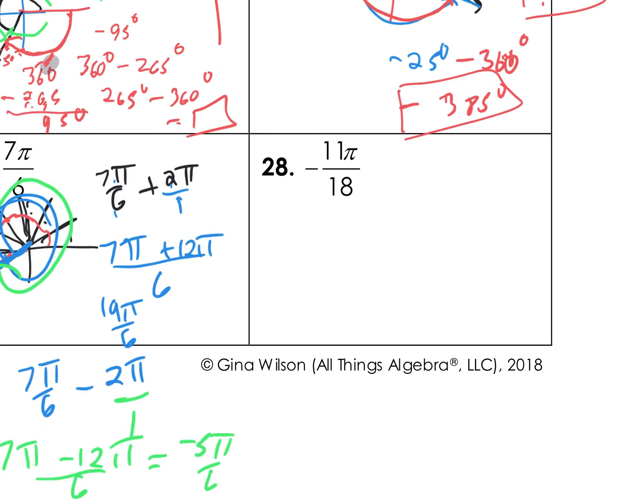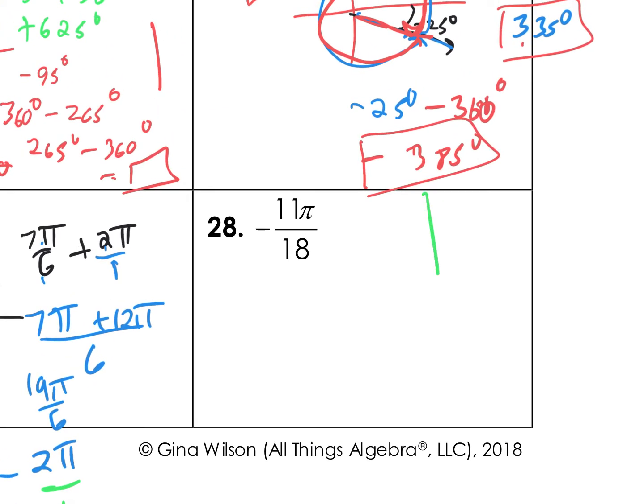One more. It's already starting out with negative. Negative 11 pi over 18. Let's see. Let's see, how can I do it? Pi over... Well, I can do a pi over 3 and multiply the bottom by a 6 and the top by an 11.